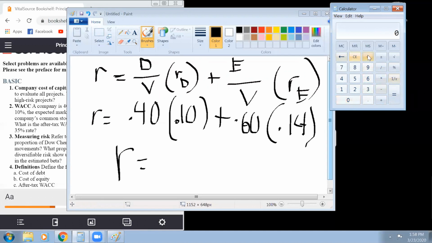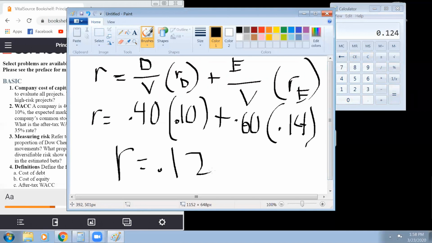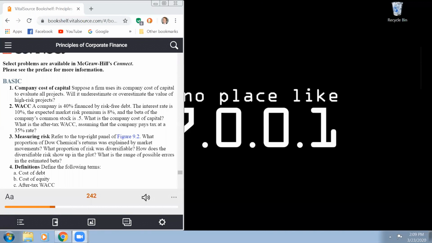I'm so bad at this. 12.4%. That is the before-tax, assuming all equity finance. Okay, continuing on.